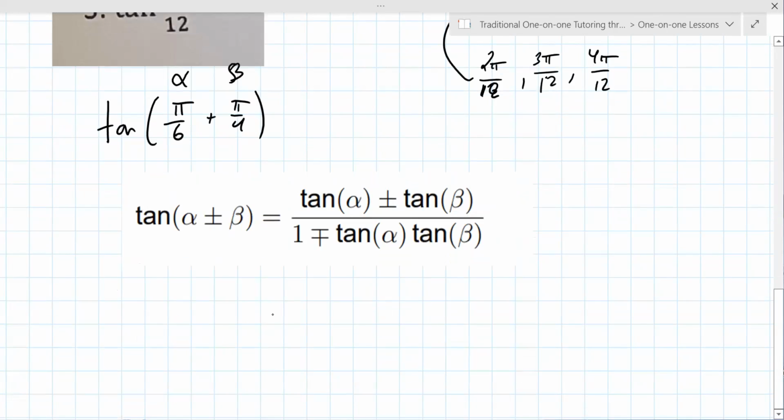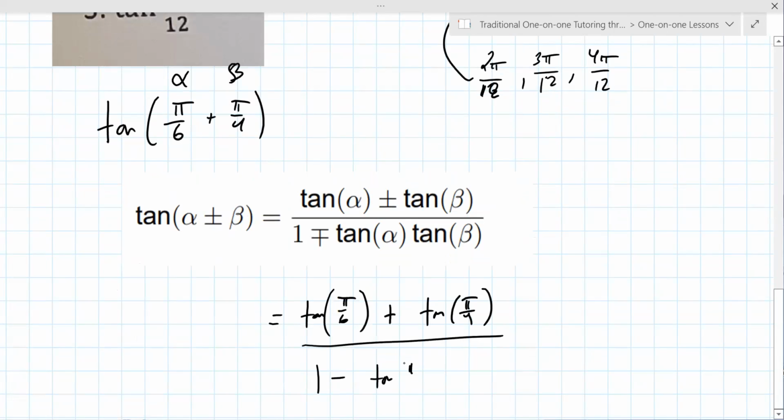So you write the formula off to the right. You say, okay, it's tangent pi over 6. Don't try to evaluate it. Plus, because of the top symbol, tangent pi over 4, over 1 minus tangent pi over 6 tangent pi over 4.